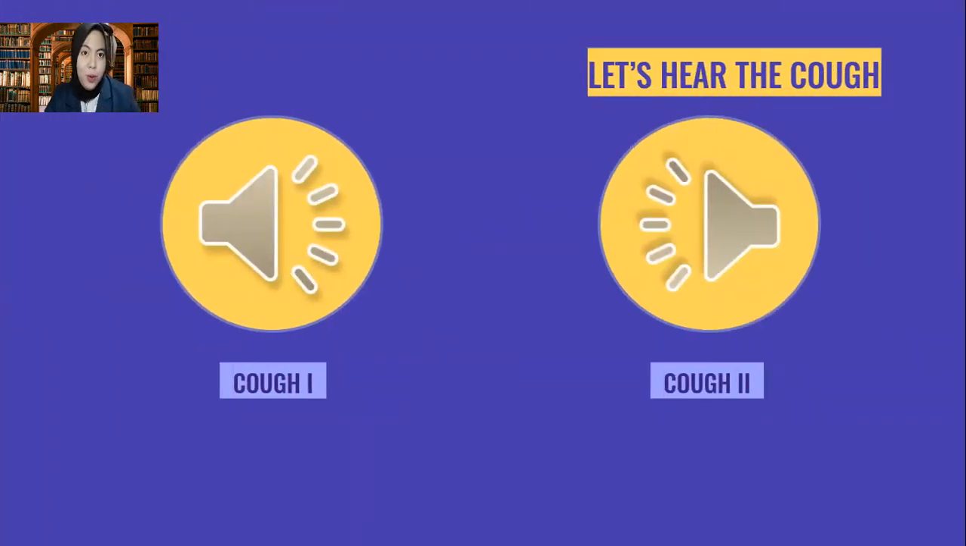So, as I said before, the main symptoms of COVID are coughing, dry coughing, and sneezing. That's why we're going to use the cough here to determine whether the person has COVID or not. Before that, I'm going to show you samples of cough recordings and ask you which one is positive COVID and which one is negative COVID.